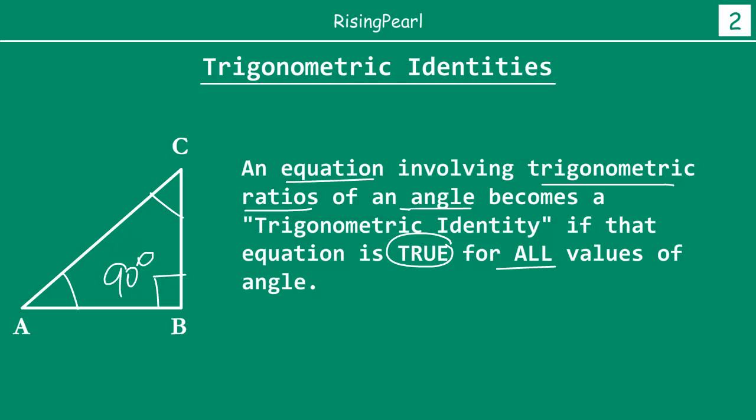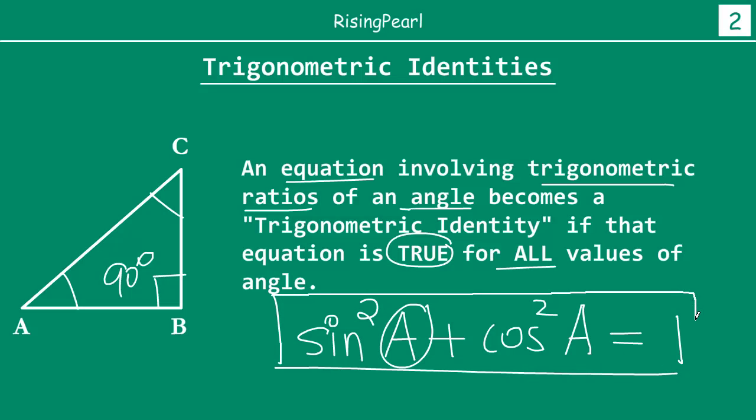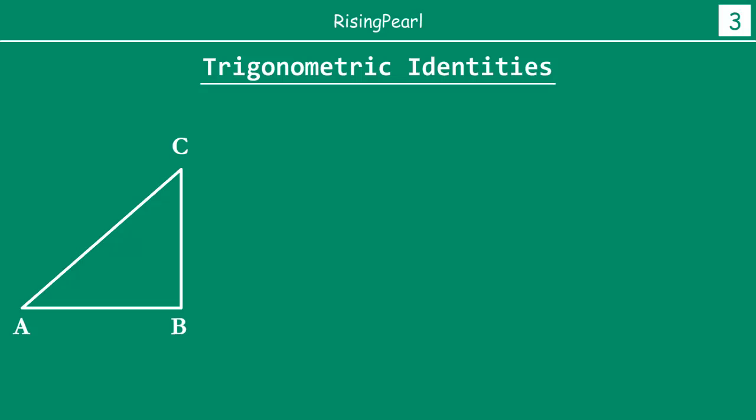And we saw in the last webisode, sine square A plus cos square A equals 1. That was the first identity that we saw, where A is any angle: sine square A plus cos square A is equal to 1. No matter what values you take for A, this equation is always true. Now we are going to take a look at two more identities specifically.